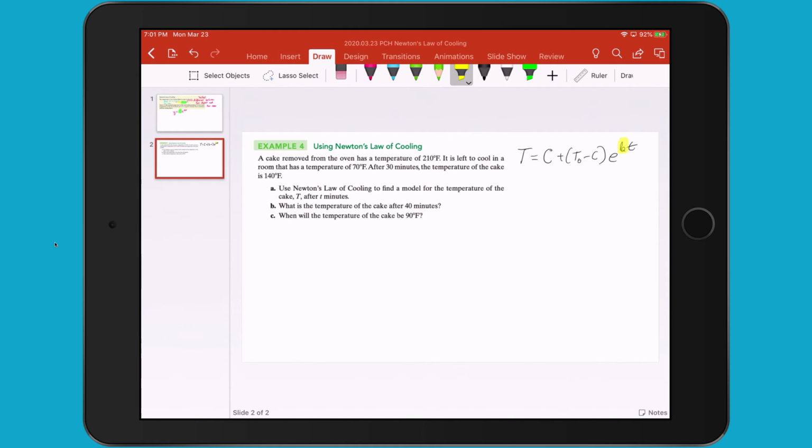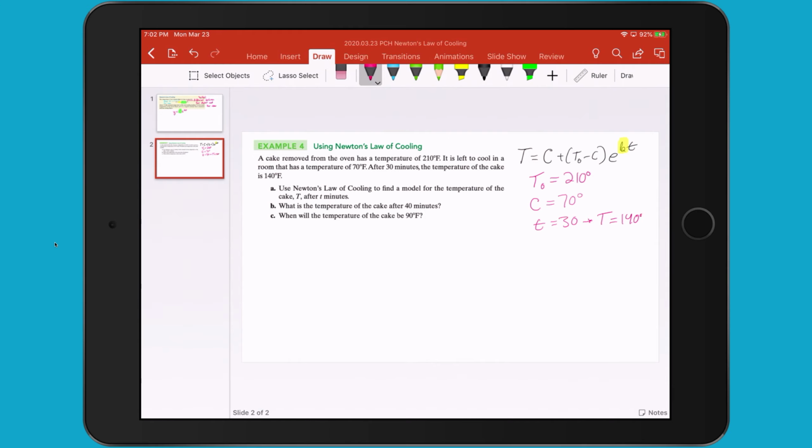And I can give you a formula like I did for Ce^kt, but I think in this case it might be a little better to just muscle it out. So we're going to plug in all the information they gave us. They gave us the initial temperature of the cake was 210 degrees. They gave us the temperature of the room is 70 degrees, and they said when t equals 30, the temperature of the cake had gone down to 140 degrees.